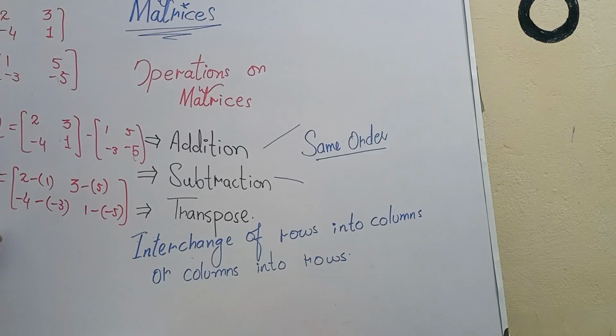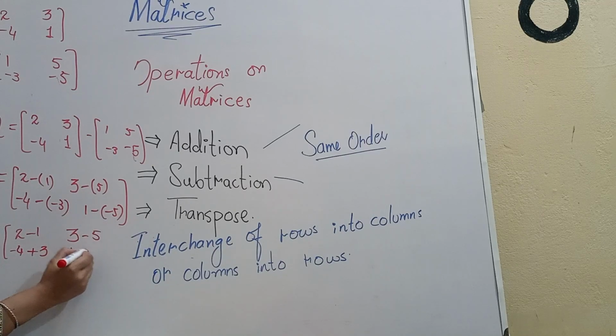So P minus Q equals to, here 2 minus multiplied by minus becomes, here is minus, so it's minus 1. In the next 3, minus into plus, minus 5. Here minus 4, it remains as it is. Minus into minus, plus, plus 3. Here 1, minus into minus, plus, and 5. So here 2 operators become 1 and we can solve it.